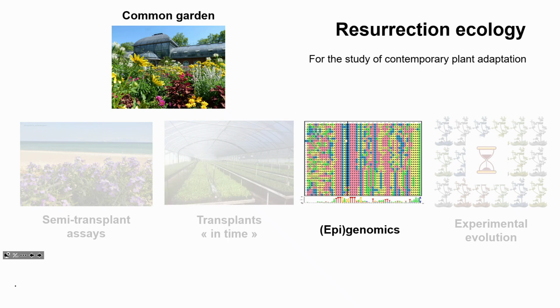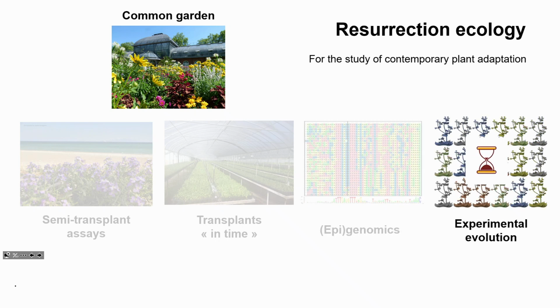Obviously, you can couple the phenotypic analysis with genetic and epigenetic analysis to see to what kind of specific changes in the genome the phenotypic shifts correspond. And resurrection ecology can be the endpoint of experimental evolution assays, where you take a starting population, you let it evolve for several generations, and then you have preserved samples of your ancestral starting point and your descendant point to grow them side by side.